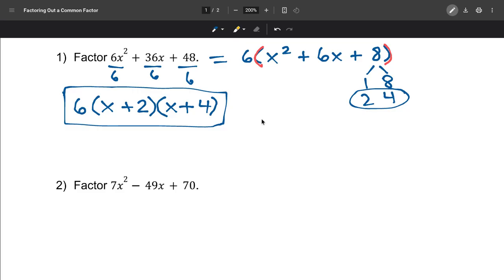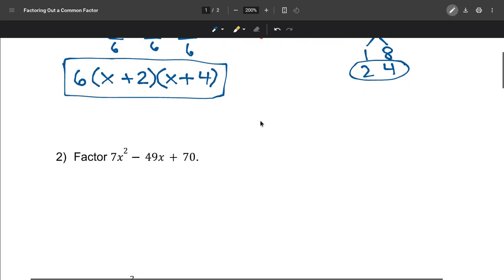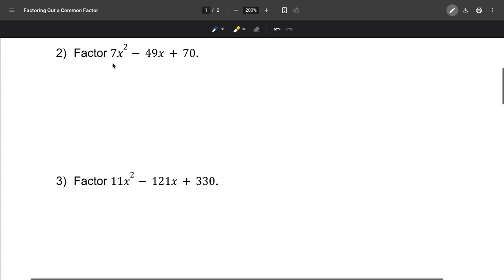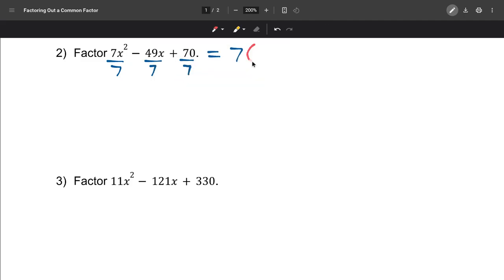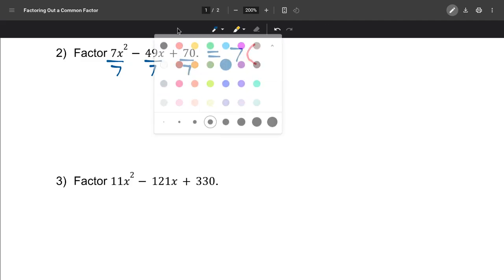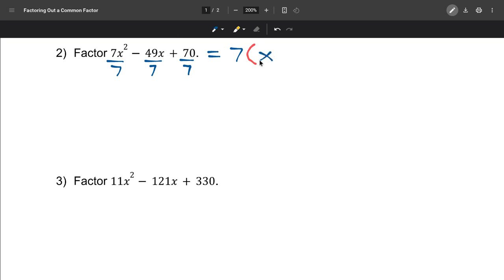Okay, let's take a look at the second one here. So the second problem, we are factoring 7x squared minus 49x plus 70. I can divide each of these by 7. And when I do that, I get 7 times x squared, because 7x squared divided by 7 is x squared, minus 7x, because 49 divided by 7 is 7, then 70 divided by 7 is 10, so plus 10.